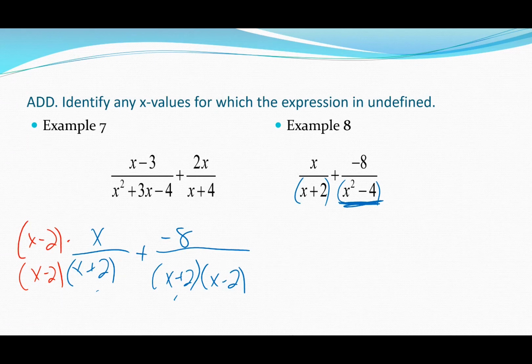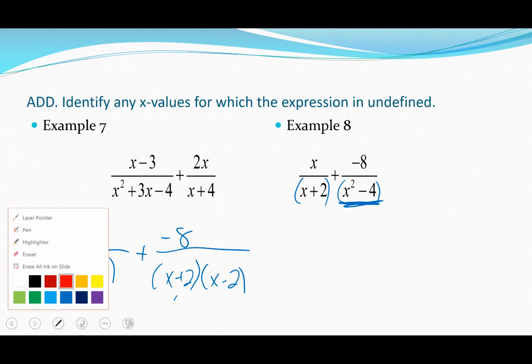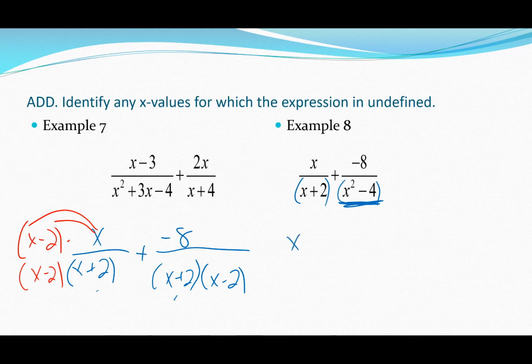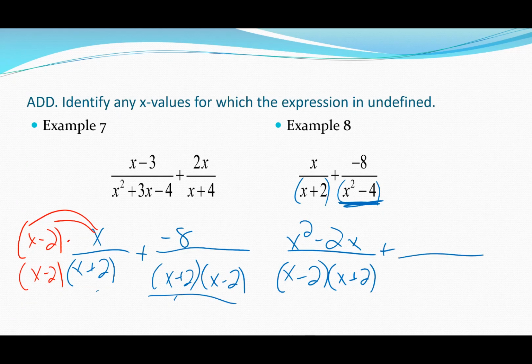So writing this out, my numerator here, if I distribute and multiply that x with that x minus 2, I will have x squared, x times x squared, minus 2x. And of course, I have my common denominator, x minus 2 times x plus 2. And I didn't have to change the second rational expression at all because it already has that denominator. I didn't have to add anything to this denominator. It is what it was originally. So x plus 2, x minus 2, and then I had the negative 8 on top.